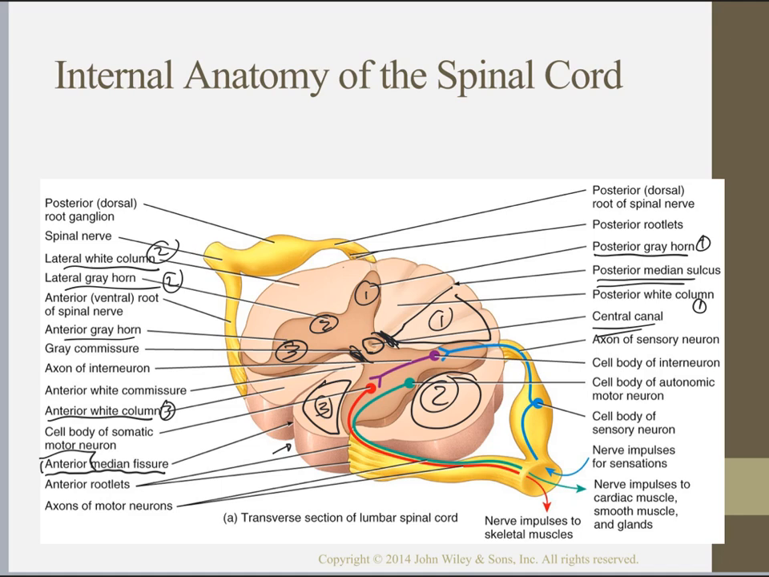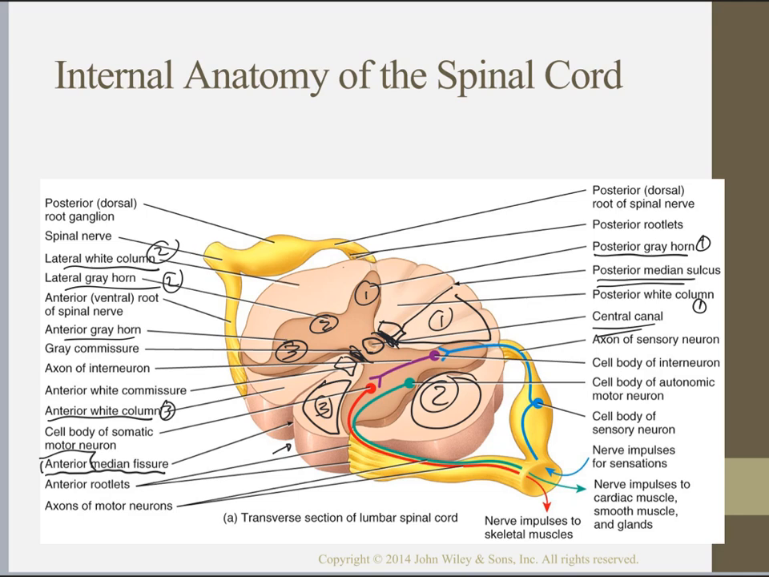Now, with the white portion, again, we have an anterior white commissure, so it is this region here, and a posterior white commissure, which is that region there. That brings us to these little rootlets that are coming in and out of the spinal cord.